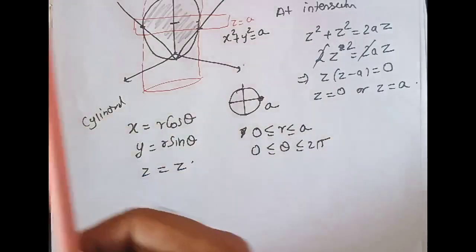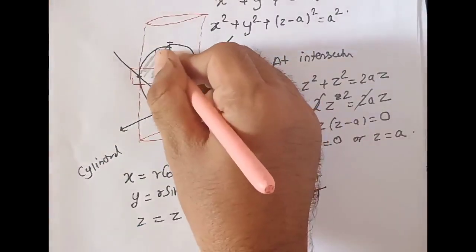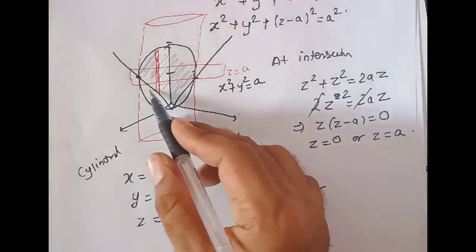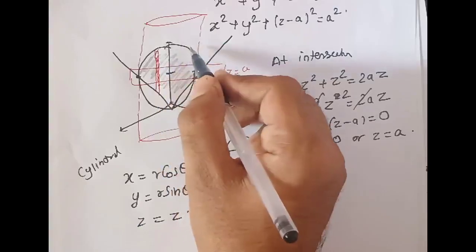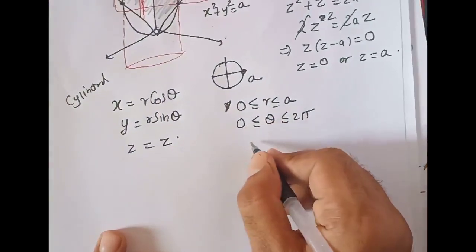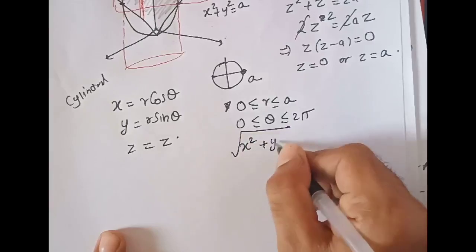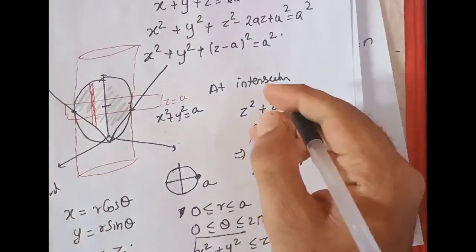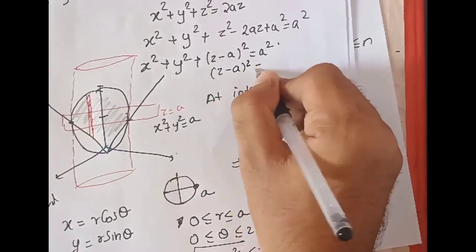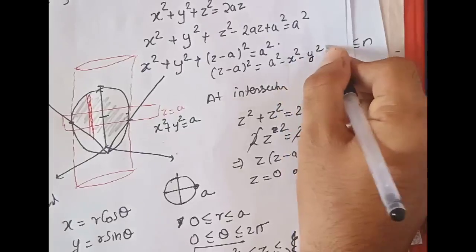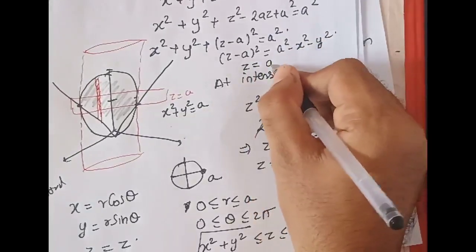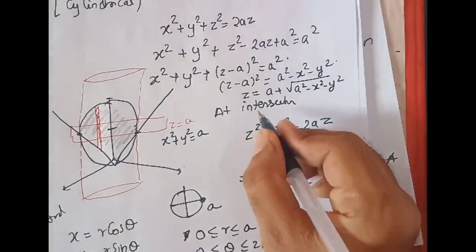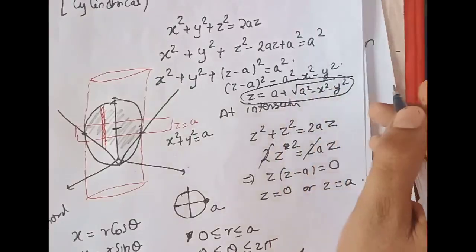And for z, what we are going to do is take a strip parallel to the z axis. Okay, so something like this. So we can see the lower end of the strip is on the cone and the upper end is on the sphere. So that means the z limit is from square root of x square plus y square less than or equal to z less than or equal to the sphere. So from here, (z minus a) square is a square minus x square minus y square, or simply z is a plus square root of a square minus x square minus y square. Alright, so this is going to be our value of z on this sphere.